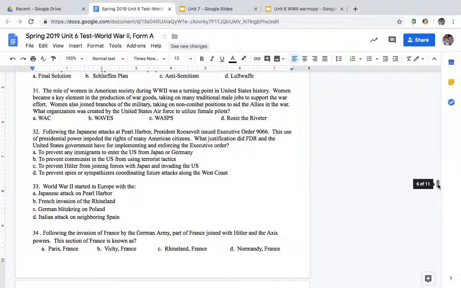Number 32. Following the Japanese attacks at Pearl Harbor, President Roosevelt issued Executive Order 9066. This use of presidential power impeded the rights of many American citizens. What justification did FDR and the United States government have for implementing and enforcing the executive order? A. To prevent any immigrants from Japan or Germany from entering the U.S. B. To prevent communists in the U.S. from using terrorist tactics. C. To prevent Hitler from joining forces with Japan and invading the U.S. D. To prevent spies or sympathizers coordinating future attacks along the West Coast.